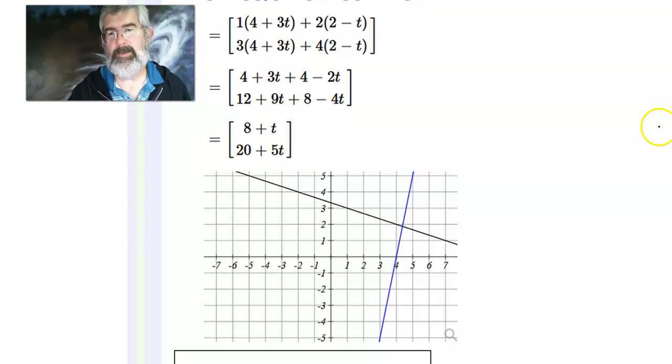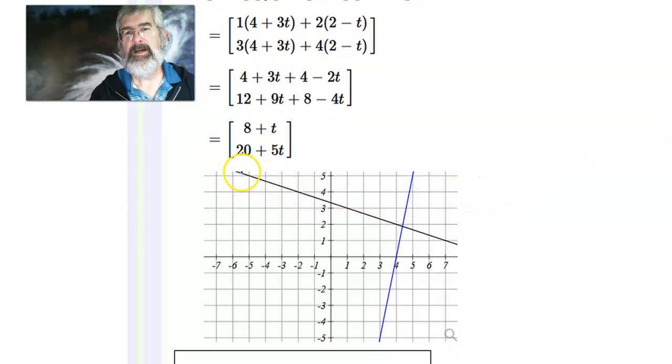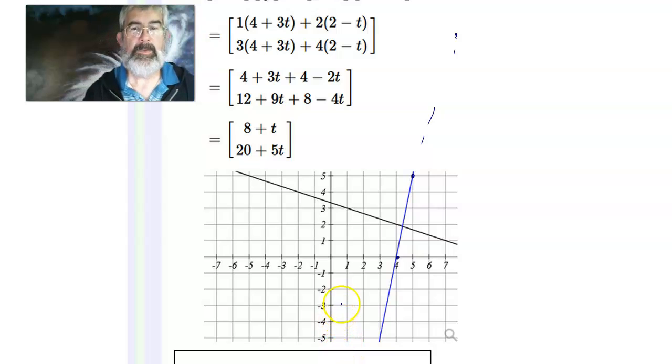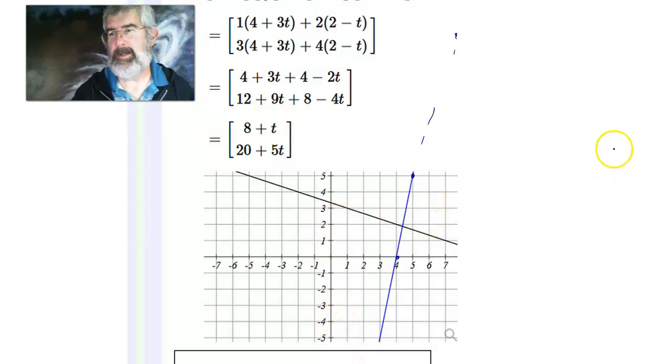So here's a picture of what we just had. The original line that I first had was the line that goes through 4, 2 with slope negative 1/3, and it got transformed into this thing. It goes through 8, 20, which is up here somewhere, and slope 5. Actually, I can see it as slope 5 because it goes through those 2 points there. Anyway, a straight line got mapped to a straight line.